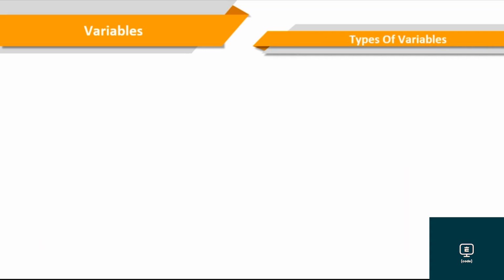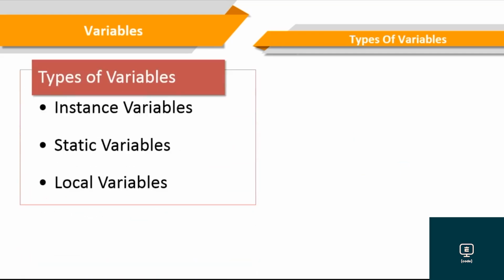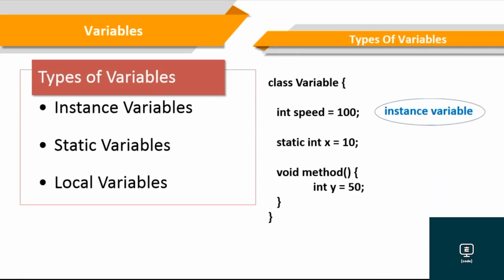Now let's look at different types of variables. We have three types of variables in Java. First one is instance variables. Instance variables are defined in a class, but outside of a method declaration. They're also defined without the static keyword.